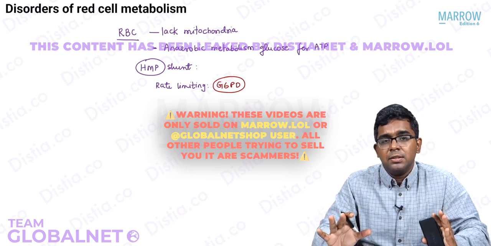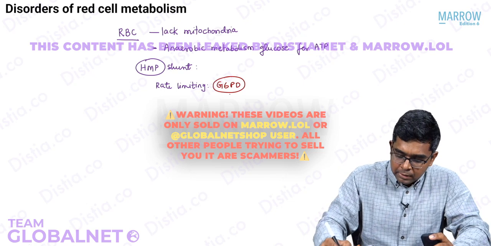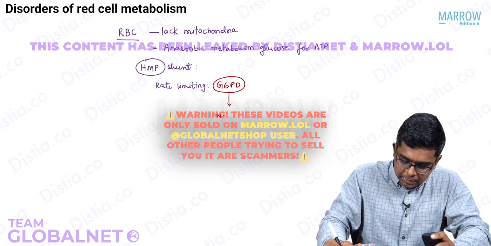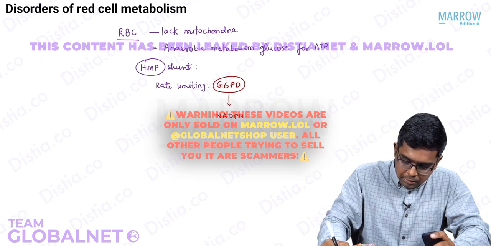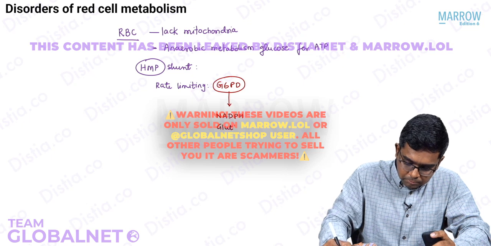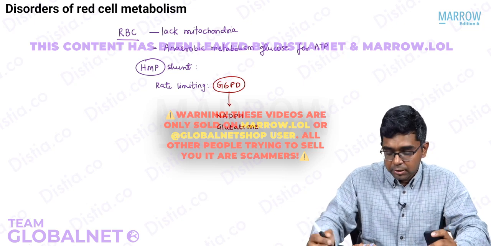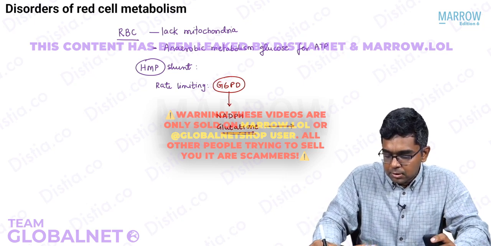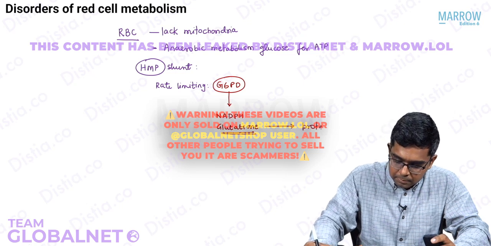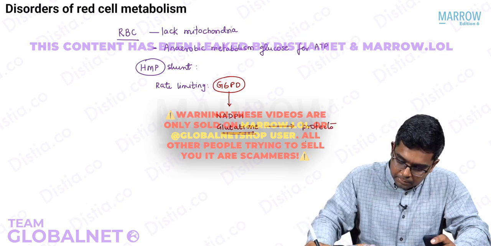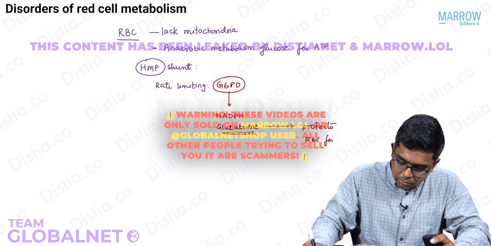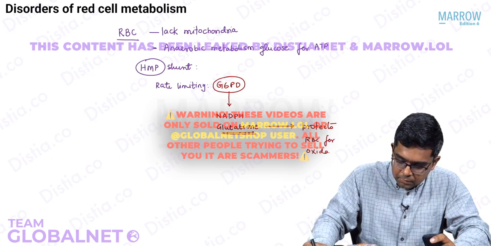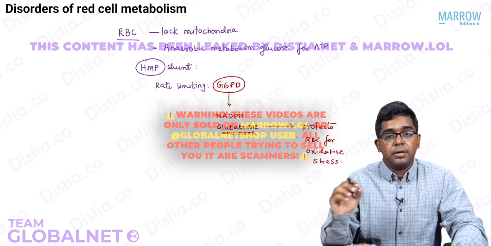Let us understand what is the role of G6PD. It provides NADPH as well as glutathione. Remember, NADPH is required for generation of glutathione. Now this glutathione is very, very important because it protects the RBCs from oxidative stress or oxidative damage. That is an important point.